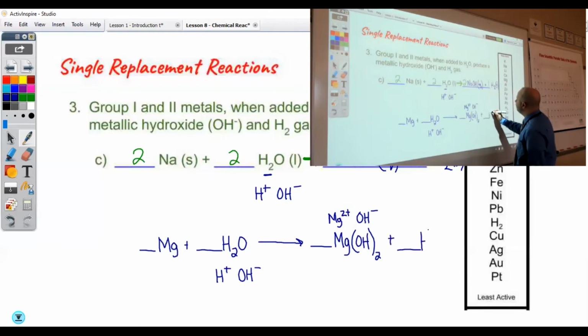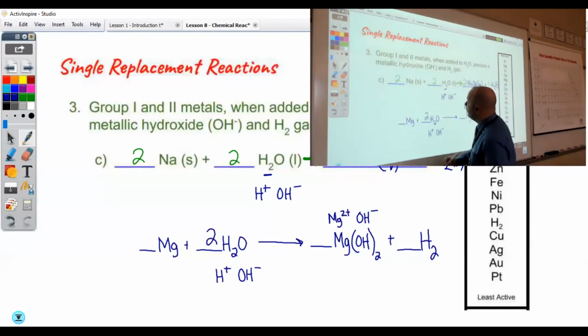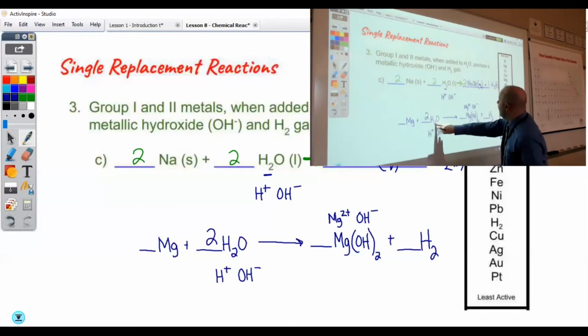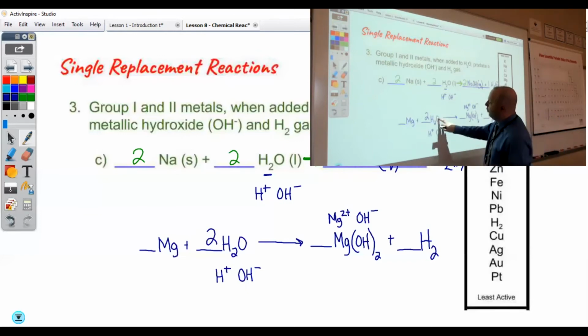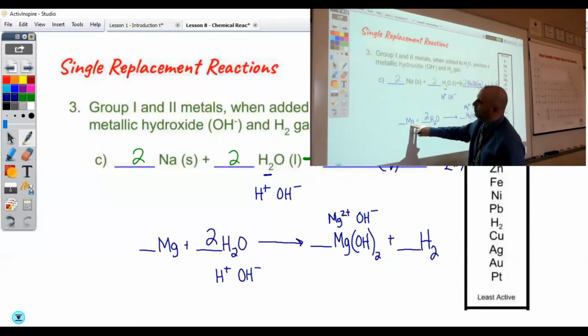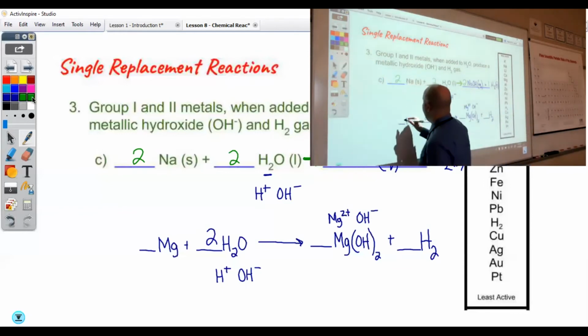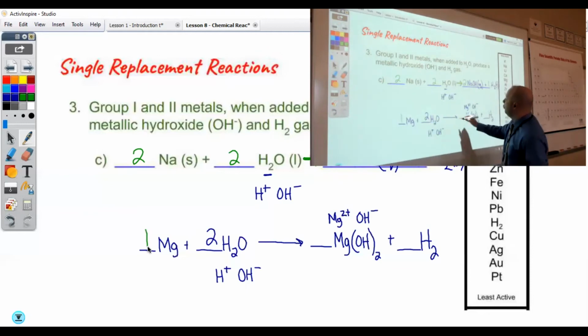And then finally, hydrogen gas. So by doing this, we would need 2 waters here. That'll give me 4 hydrogens, 2 plus 2 more, 2 oxygens, 1 magnesium, 1 magnesium. So in this case, we would have coefficients of 1, 2, 1, and 1.